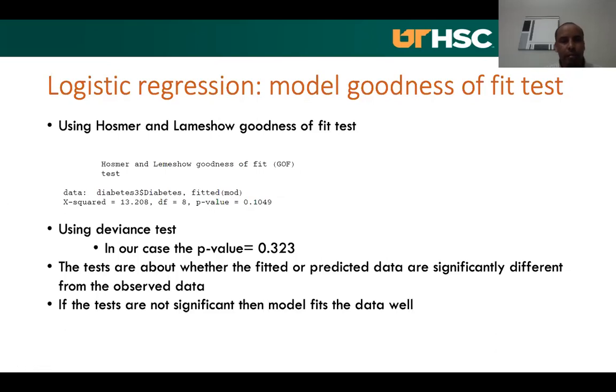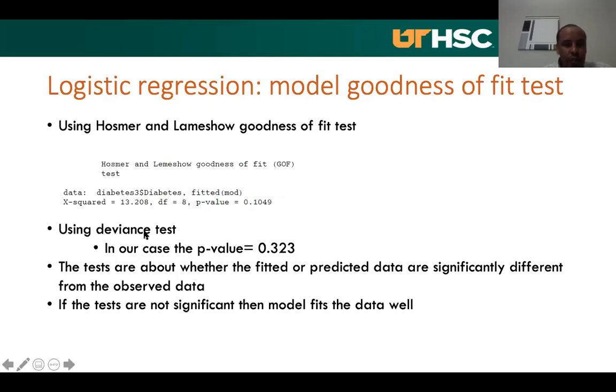But if the model fits the data well, for example, in our case, the p-value is 0.1049, which is greater than 0.05. So it's a good indication that our model is in the right direction. But if the goodness of fit test p-value is less than 0.05, probably our model is not well specified. So we have to consider other predictor variables and examine again the goodness of fit.